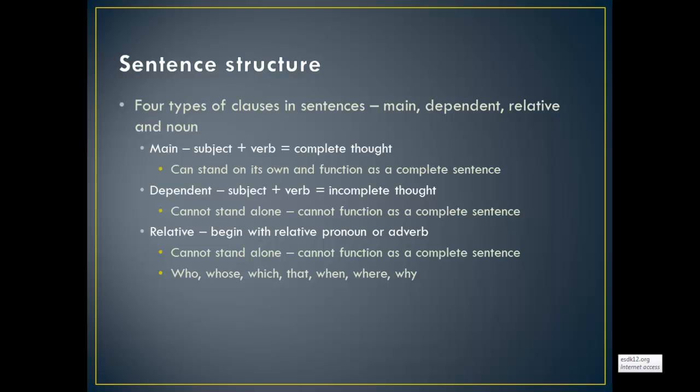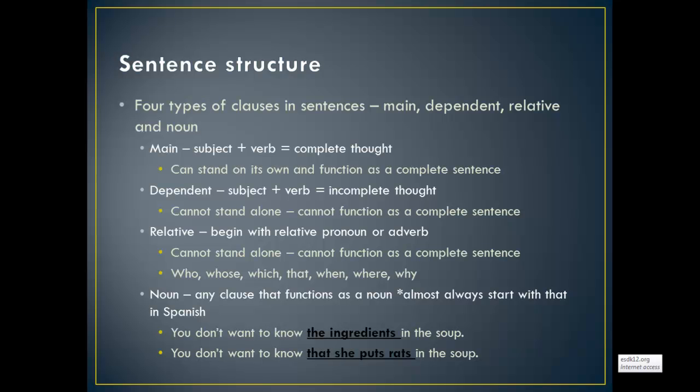Relative clauses begin with a relative pronoun. A lot of times in English they're going to start with who, whose, which, that, when, where, and why. A lot of times you're going to find in Spanish it's pretty much "que." The other ones can be used as well, though. Noun clauses usually start with "que" in Spanish, and function as a noun. You don't want to know the ingredients put in the soup. So instead of saying the ingredients, which is your noun or your direct object, you replace that with: you don't know that she puts rats in the soup. That's the difference between a noun and a noun clause.